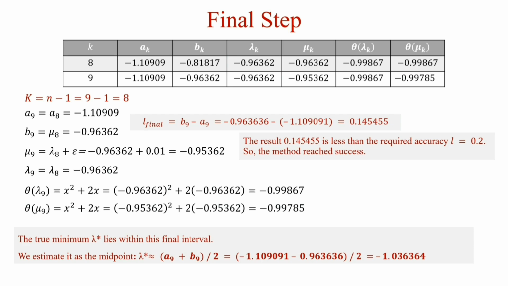It is important to note that the Fibonacci search does not aim to compute an exact minimizer. Instead, it guarantees that the true optimal solution lies somewhere within the final uncertainty interval. A practical estimate of the solution is therefore obtained by taking the midpoint of this interval, which serves as a reliable approximation of the true minimum.